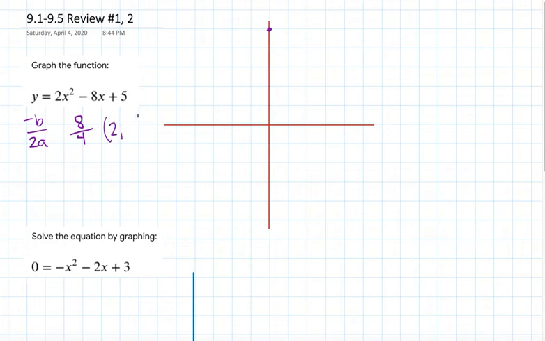And then to find that second value, you have to plug it back in. So you have 2 times 2 squared, which is 4, minus 8 times 2, plus 5. So 8 minus 16 is negative 8, plus 5 is negative 3. So 2, negative 3, that's my vertex. It opens up because a is positive. Okay? So we know that this is going to kind of go like that. This is also my axis of symmetry here. So I can plot this point knowing it is symmetric to that line.